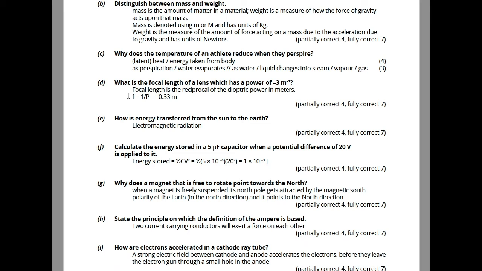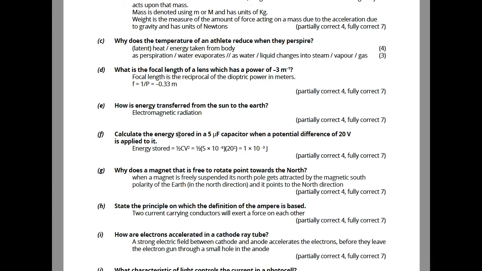Focal length of lens, which is the power, so that's just using the 1 over F equals P formula. Power, by the way, is given in inverse meters, so focal length will be 1 over, in this case, 3, so that's 0.33 of a meter, or 33 centimeters if you want. How is energy transferred? Electromagnetic radiation from the sun.